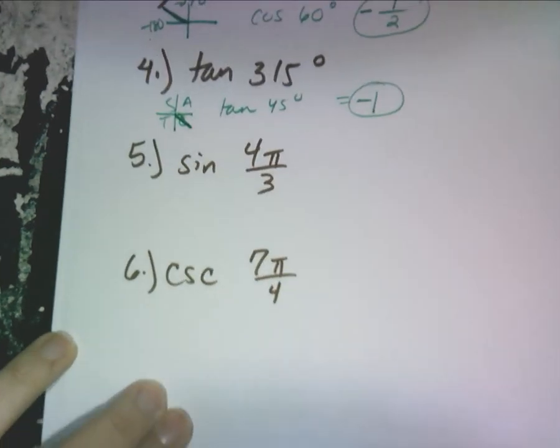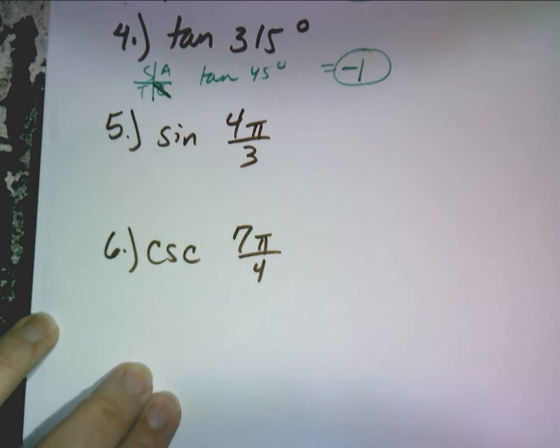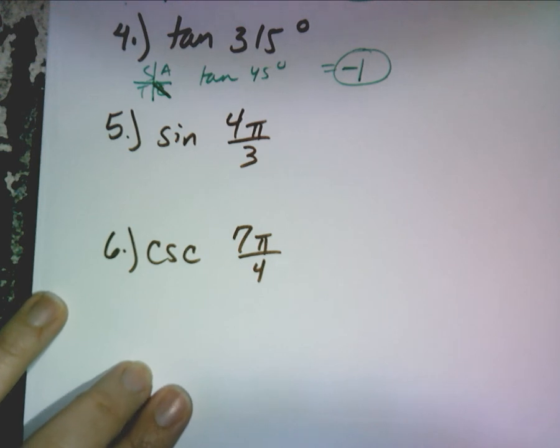Do you have these written down? These are our last two, and then we're done. Okay? Sine of 4 pi over 3, and then cosecant of 7 pi over 4. And then we're done. This is all you're doing today.